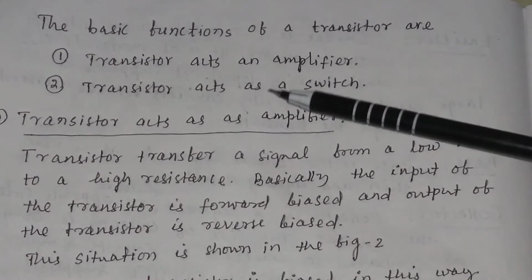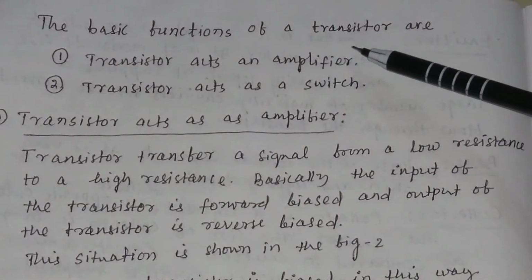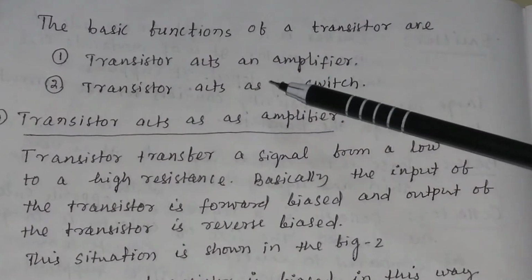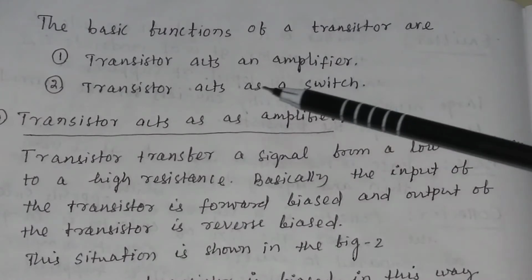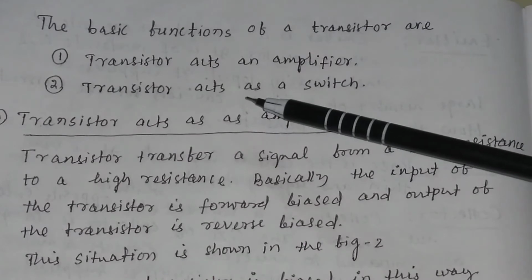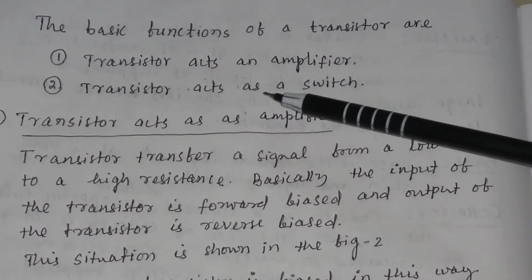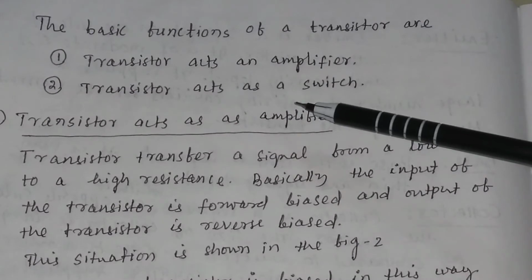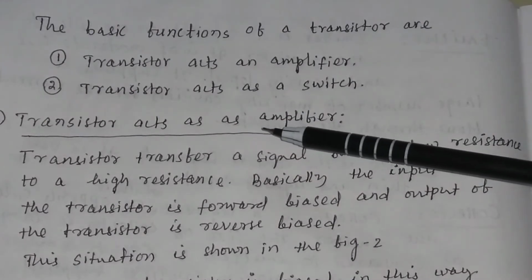Then we should know what is the basic function of a transistor. The basic function of a transistor is that the transistor acts as an amplifier. It amplifies the input signal. And the second function of the transistor is that it acts as a switch. So the transistor acts as an amplifier and the transistor acts as a switch. Here we will discuss how the transistor acts as an amplifier.